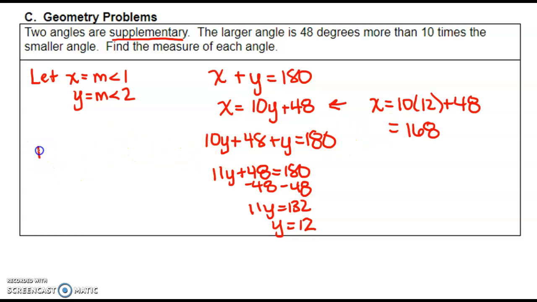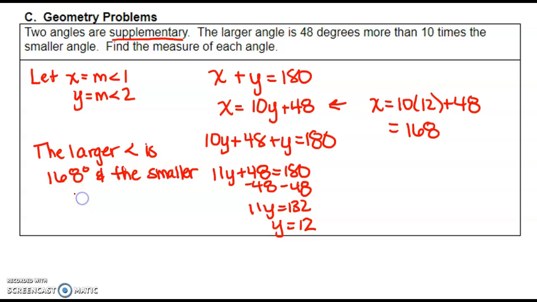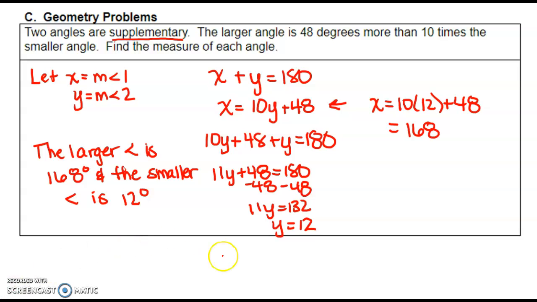So we could say the larger angle is 168 degrees, and the smaller angle is 12 degrees. All right, that is it.